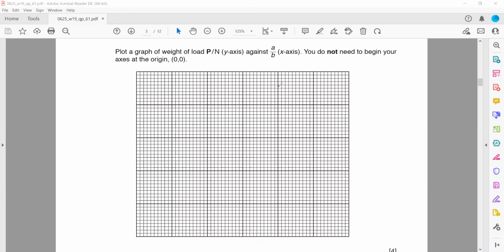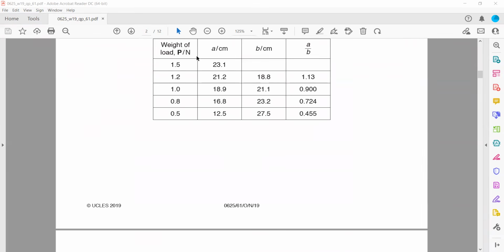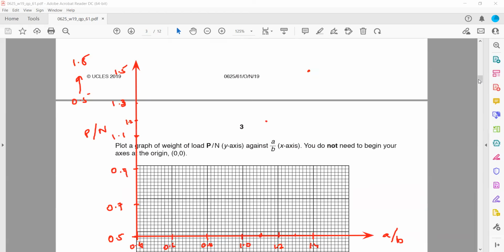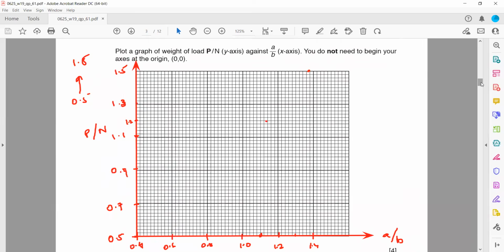Then the third point is 1 and 0.9. So when the weight is 1, this one is 0.9.